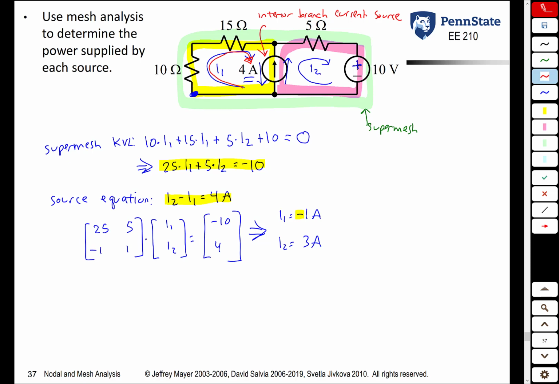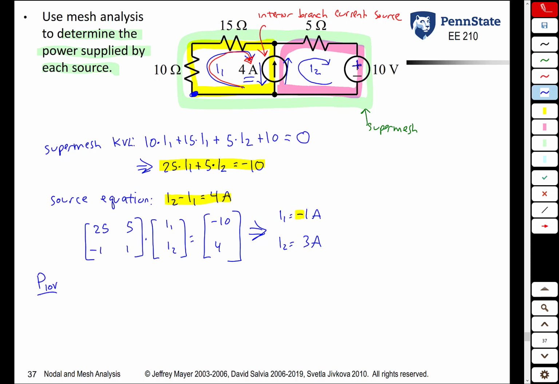So at this point, we've now found the current through each of the meshes, so we can now use that information to actually answer the question. The question was not find the current through every mesh, the question was determine the power supplied by each of the sources. So now we use this current information to find what we need to solve the problem. Let's do the easier one first. The power associated with the 10-volt source, P sub 10V.